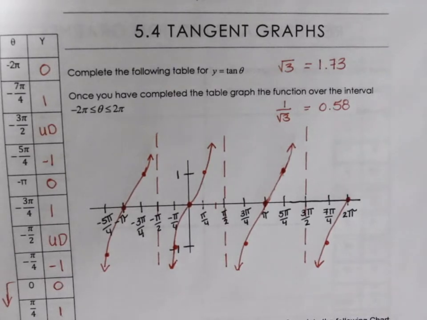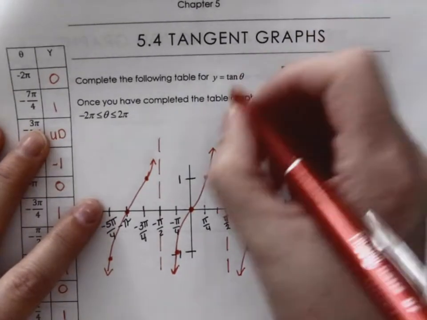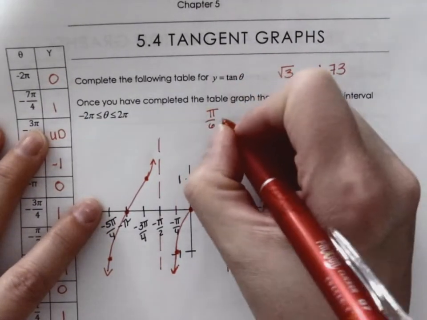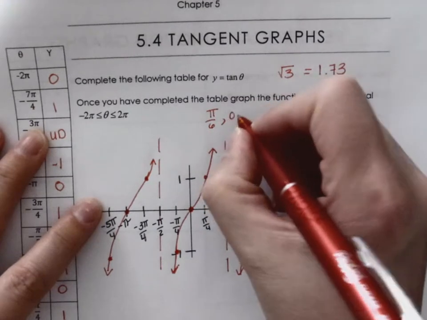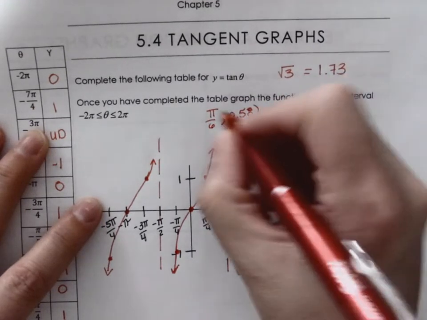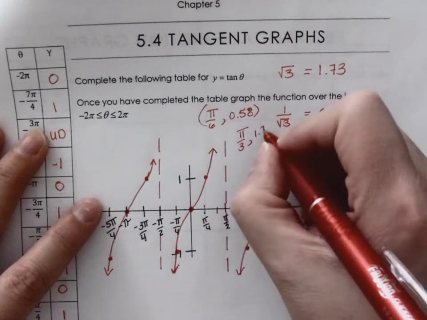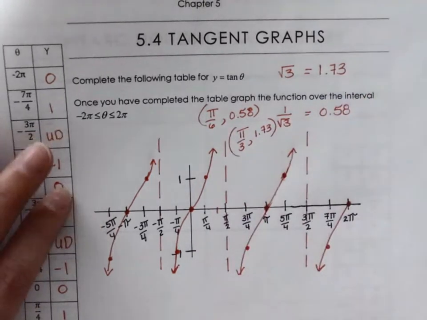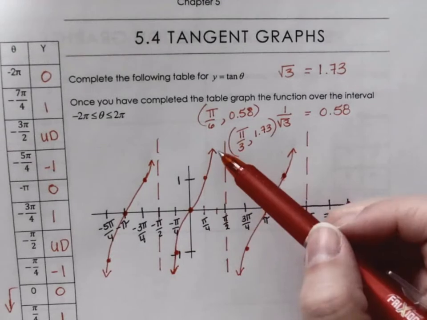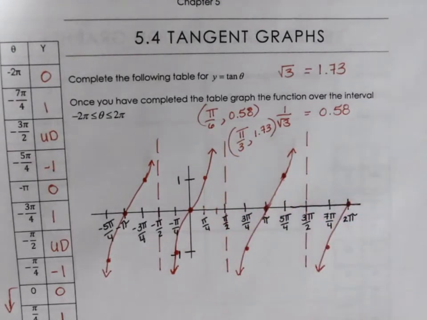You have other points. You guys know that at pi over 6, the y value is going to be 5.8. You know that at pi over 3, the y value is going to be 1.73. You know that. So your graph should follow that pattern. We're just not going to graph all of those because that's going to be painful. More painful than this. Right now you have 3 dots to go through.